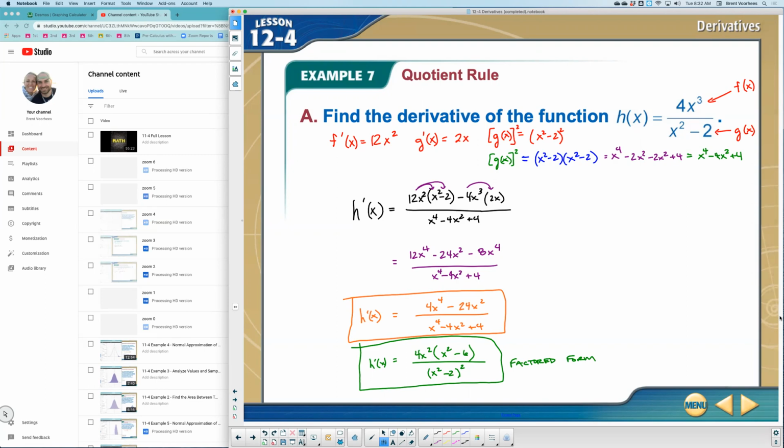And this up here is what we call standard form, where everything has been fully multiplied and your powers decrease in power as you go left to right. Okay, let's try part B.